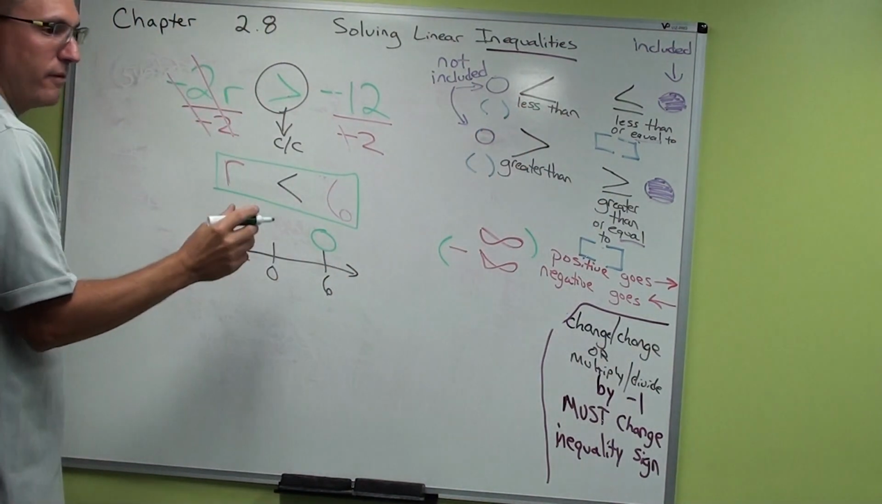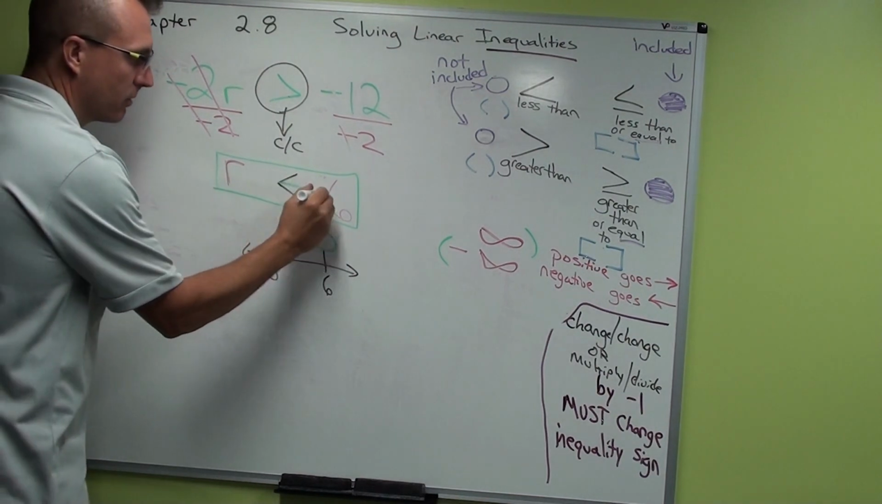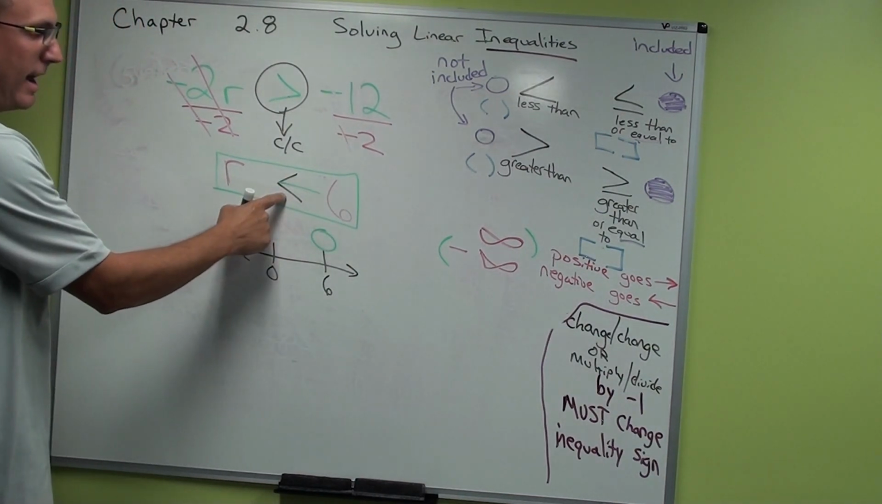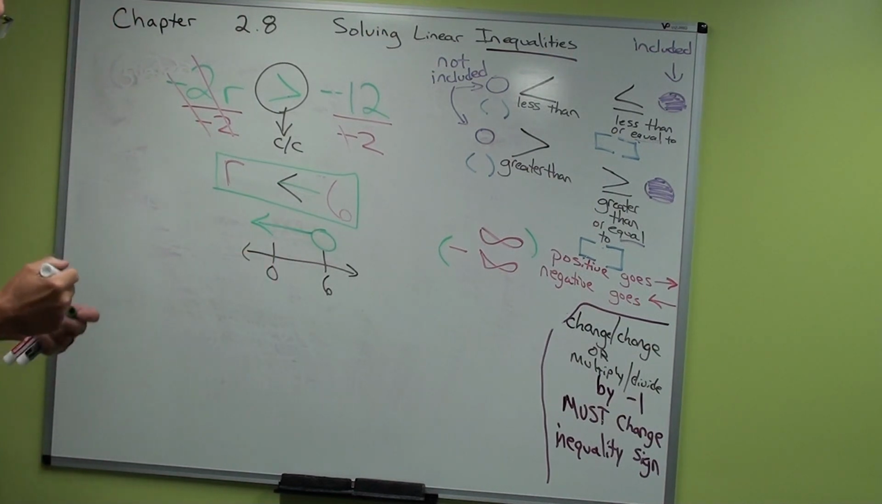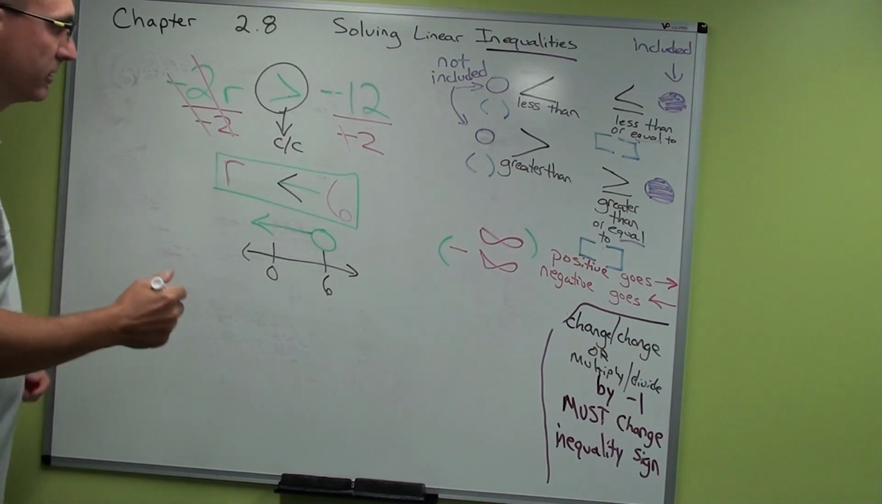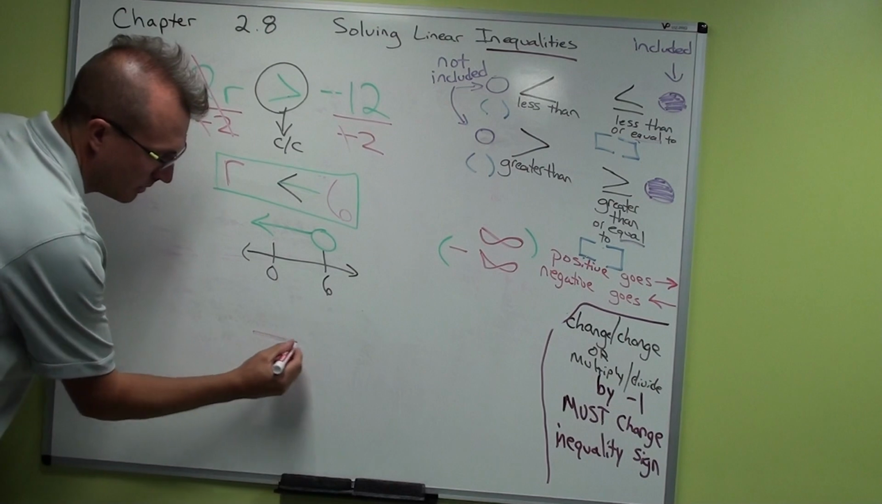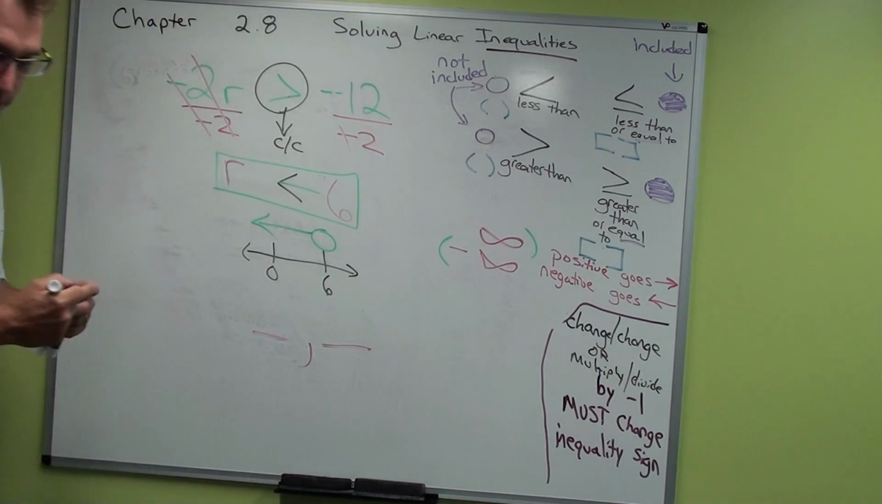Fine. I find out which way my arrow's going. Oh, it's going to the left. Okay, that part is finished. Now let's go to the next part. The next part is interval notation. And that's not working too well. Get rid of that.